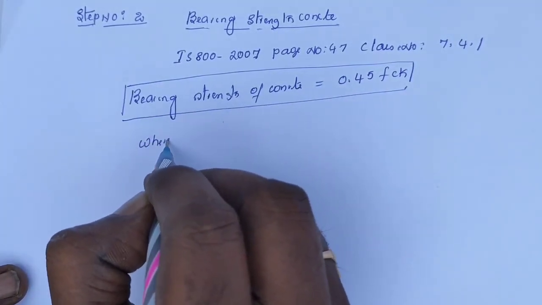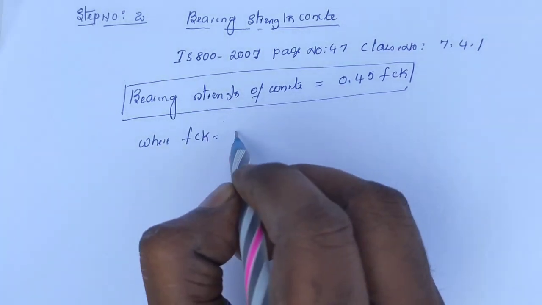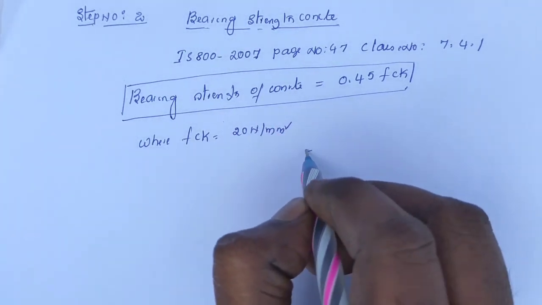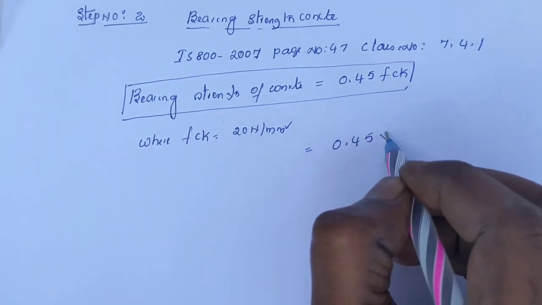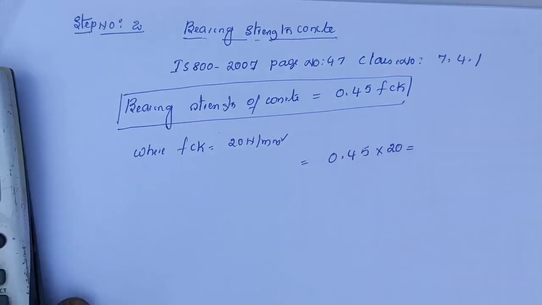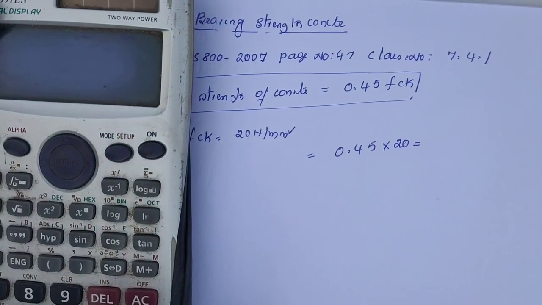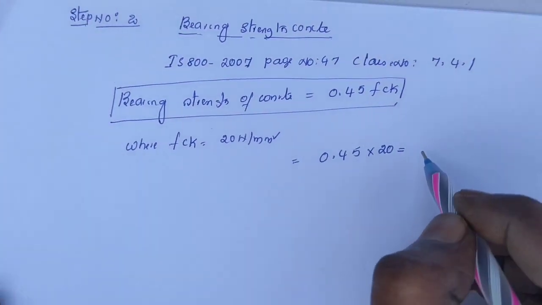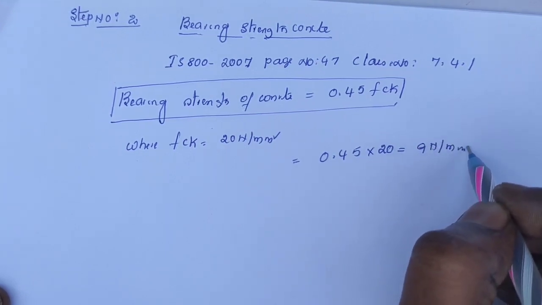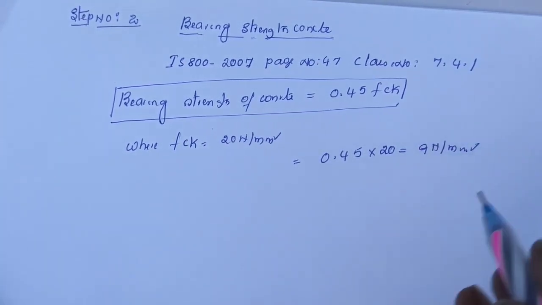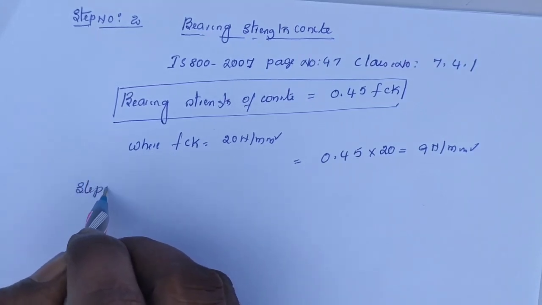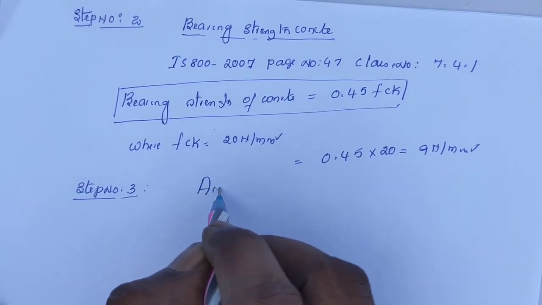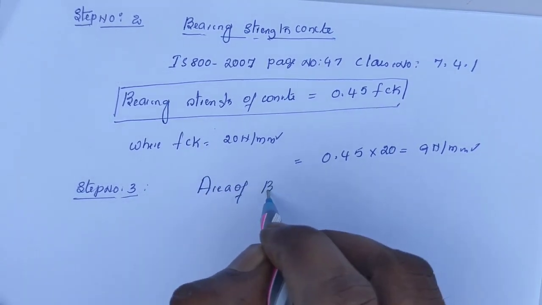Where FCK is equal to 20 Newton per mm square. Substitute 0.45 into 20: 0.45 multiplied by 20 is equal to 9 Newton per mm square. Next, step number 3: area of base plate.